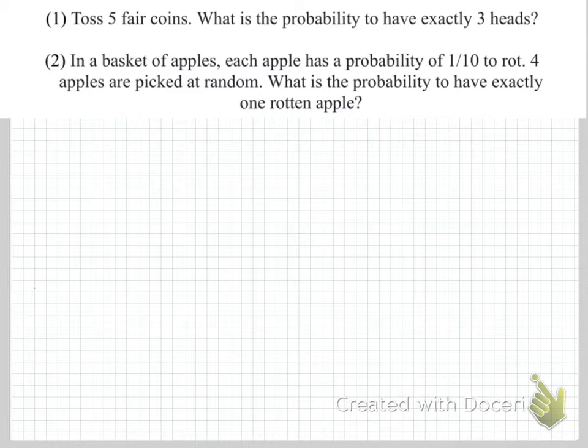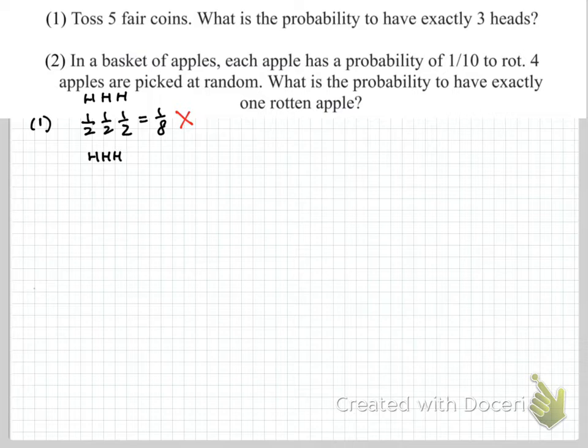There are 5 fair coins. What is the probability to have exactly 3 heads? Before I tell you the right answer, let me share with you common mistakes. The first common mistake is that, so 3 heads, each head is 1 over 2, so the answer is 1 over 8. Now, that is wrong.